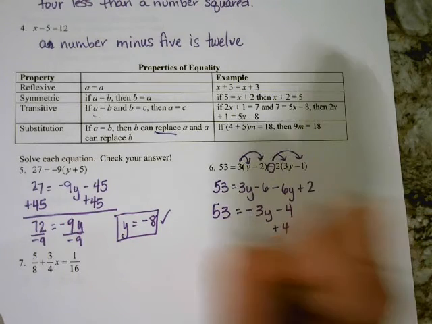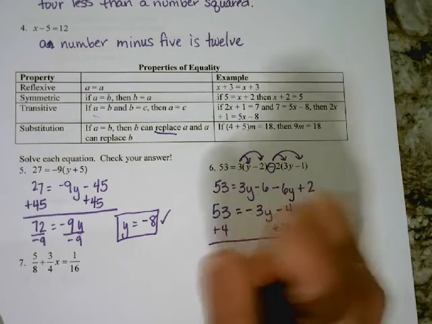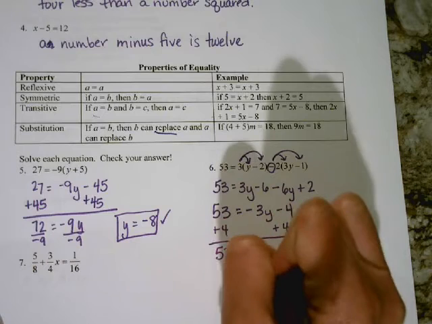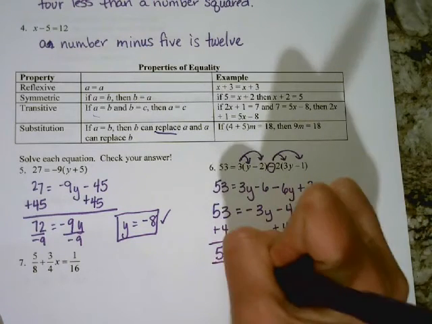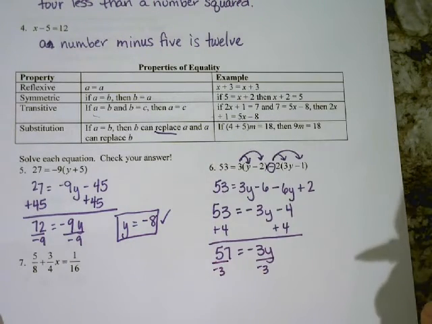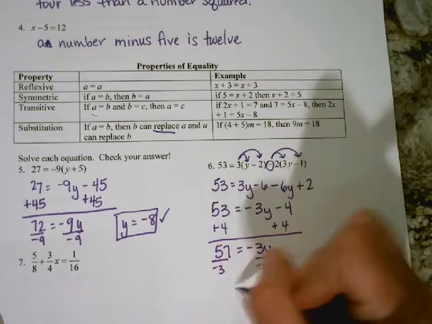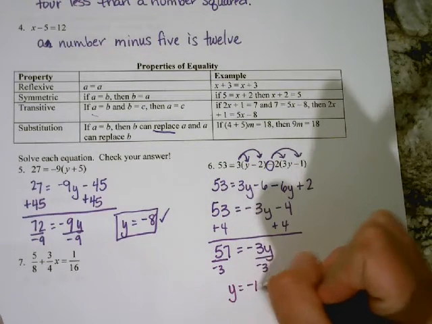Add 4. So 57 is equal to a -3y. Divide by -3. 57 divided by -3 is -19.